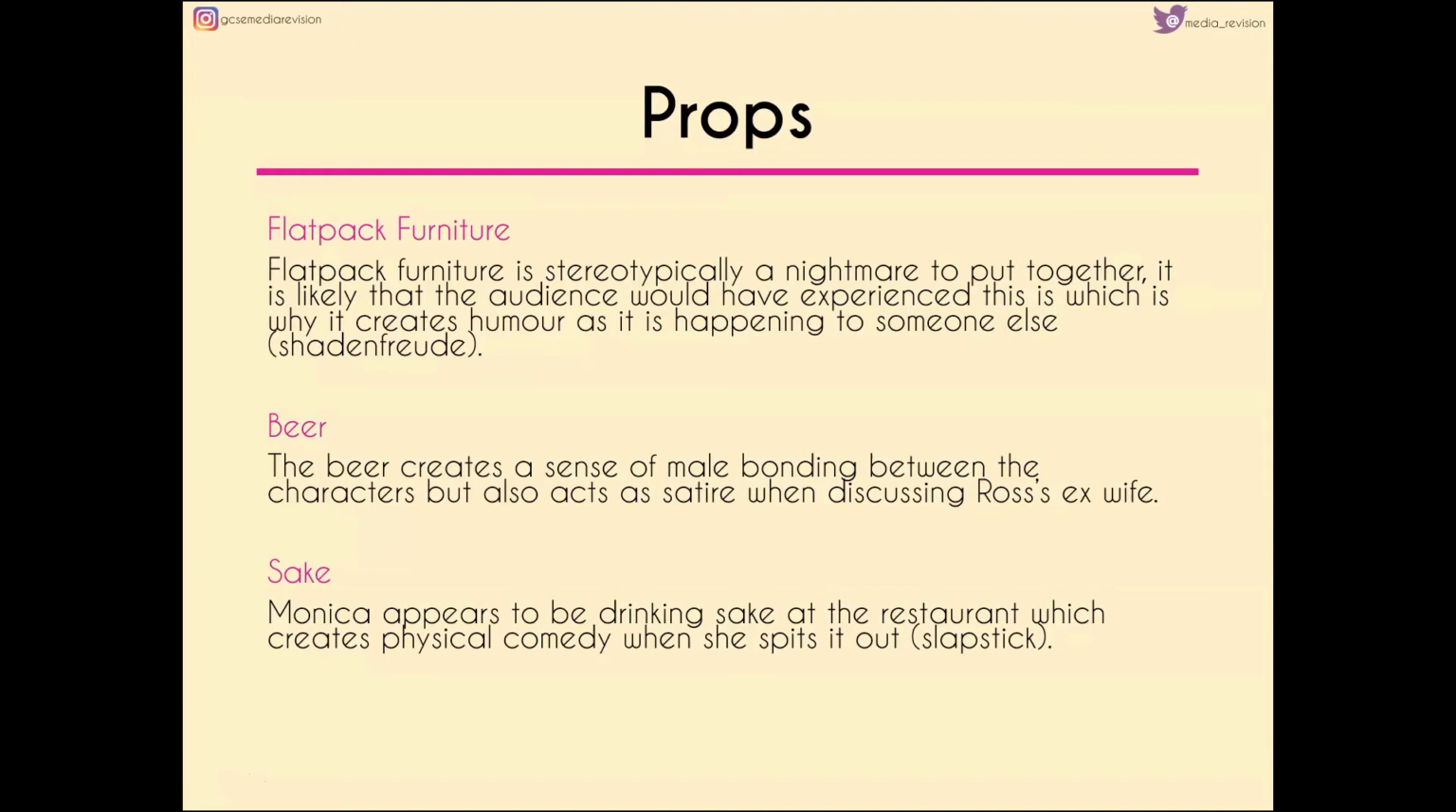Now, Monica, when she's in the restaurant, appears to be in a sort of Asian restaurant, perhaps Chinese or Thai or Japanese. She's drinking what is called sake at the restaurant, so it's a clear sort of alcohol, and this obviously creates physical comedy when she spits it out all over Paul the wine guy. We know what's going to happen here, so we could argue that this is a form of slapstick comedy. I mean, there is a huge pause between Monica picking up her drink and actually taking a drink, so it really does emphasise and set up what is going to happen here.